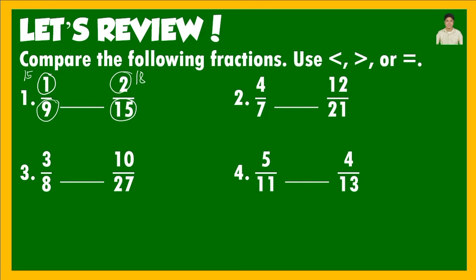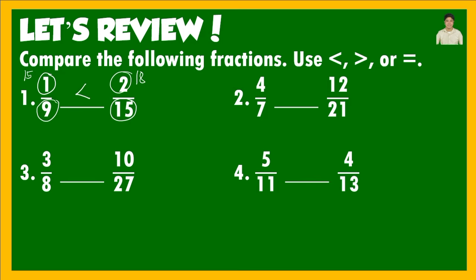And then, since yung nakuha nating product dun sa left side is mababa dun sa right side, ang gagamitin po nating symbol is less than. So, ibig sabihin, 1 over 9 is less than 2 over 15. Mas mababa po yung value ng 1 over 9 sa 2 over 15.